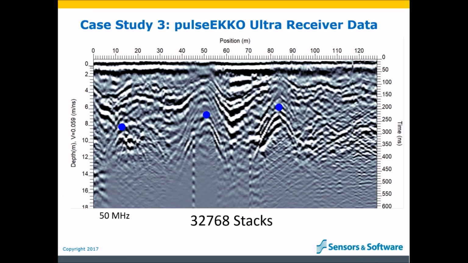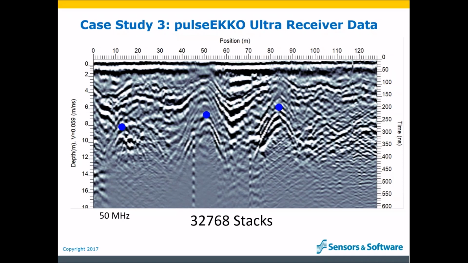Here is a 125 meter long line. It was collected with the Ultra receiver and stacking 32,768 times. The data image is dominated by 3 large hyperbolic responses, which, in case you are thinking it, are not airwaves. In fact, the material velocity was measured at 0.06 meters per nanosecond, which indicates a very wet soil, which is what you might expect for Indonesia.